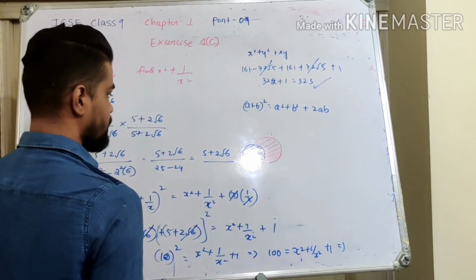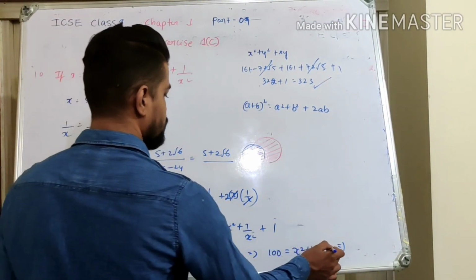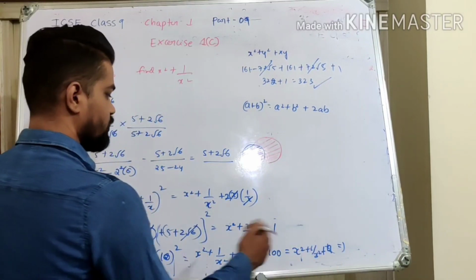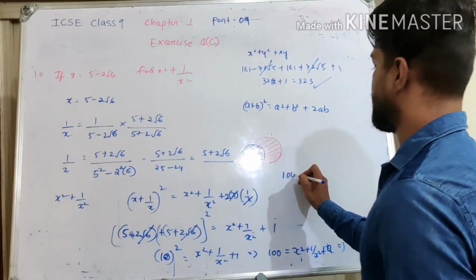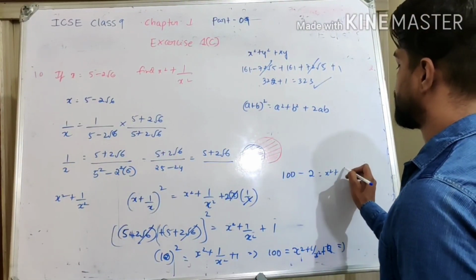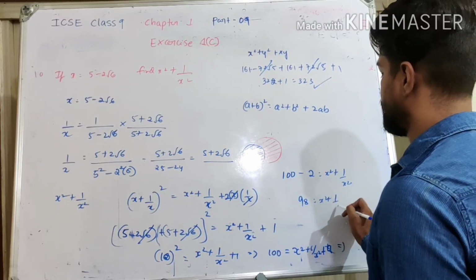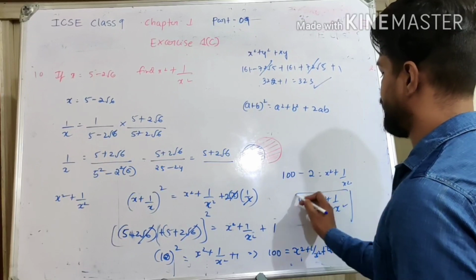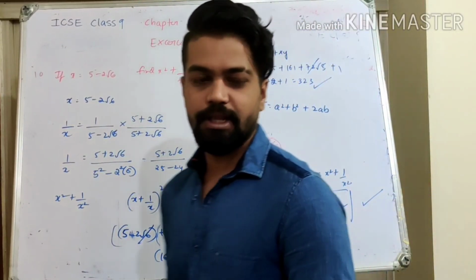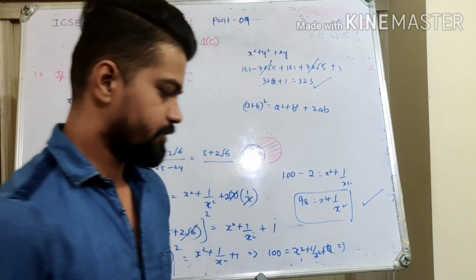So I think I missed 2 here. It has to be 2. Yes. 2 will come to this side. So we end up with 100 minus 2 equal to x square plus 1 by x square. So the answer is 98. So this is the simplified form. Okay. So finally we get 98 as an answer.